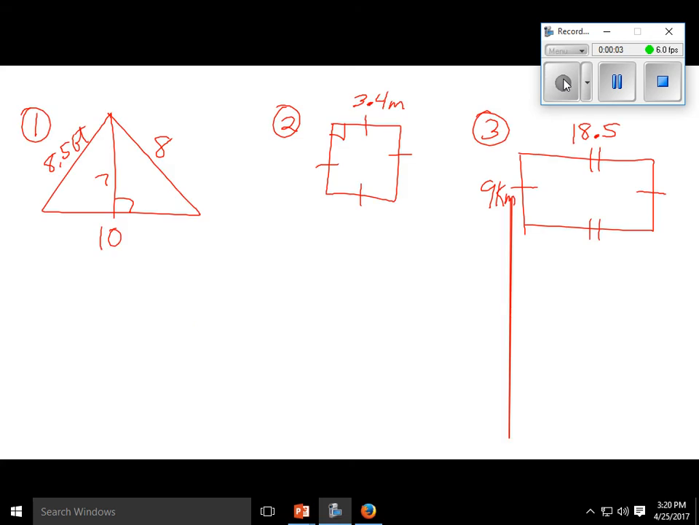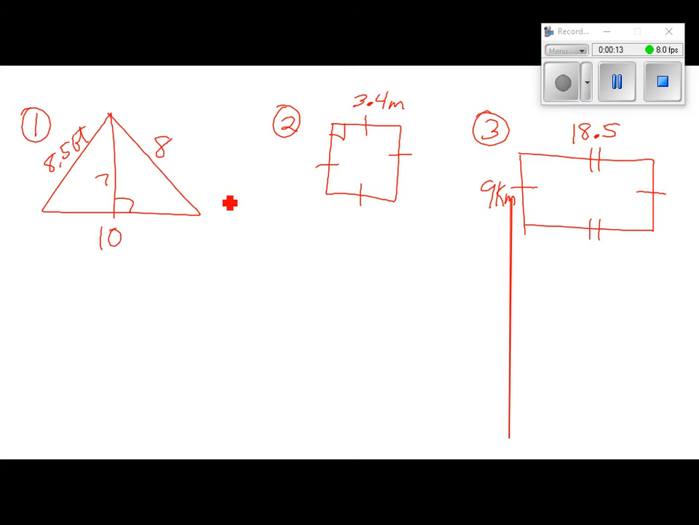Video for the pre-test. I'm going to try to do these as quickly as possible so these videos are as short as possible. The first one, we got a triangle, and I'll find the perimeter first on each one, then I'll find the area. So you got perimeter, and you got area on the first one.